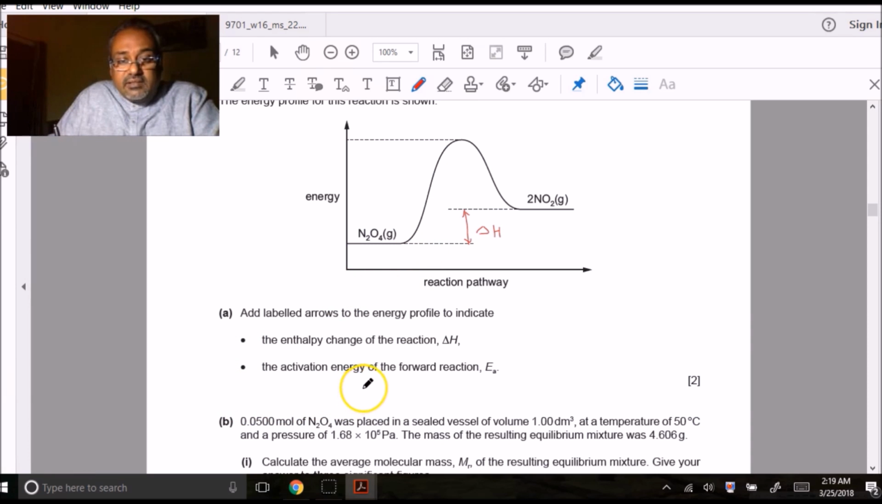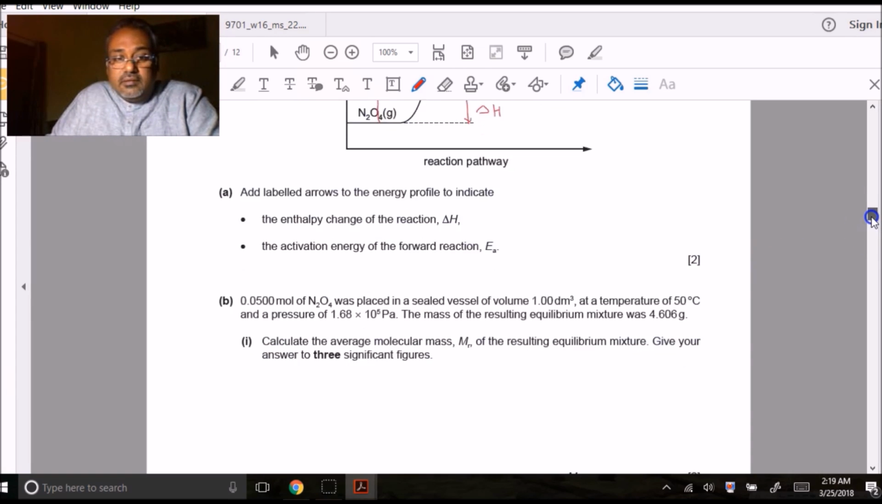And the activation energy for the forward reaction is basically from the start of the sketch to the height of the peak. So it should be an arrow which is usually drawn vertically up, from here to here. That's the energy required. So that's the 2 marks there.